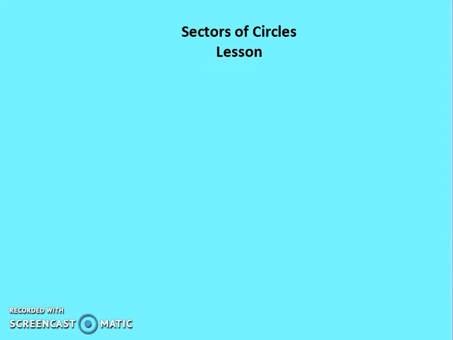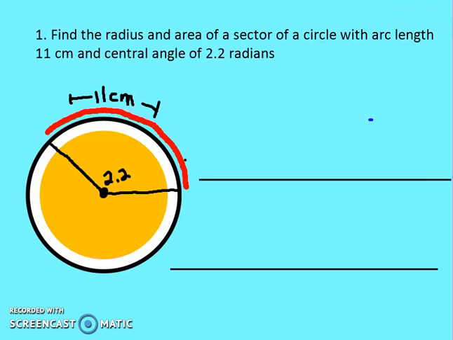In this edition of Otten Math, we're going to talk about sectors of circles. I have three problems for you, all relating the sector area, arc length, and the central angle of a sector. The first problem is: find the radius and area of a sector of a circle with an arc length of 11 centimeters and a central angle of 2.2 radians.